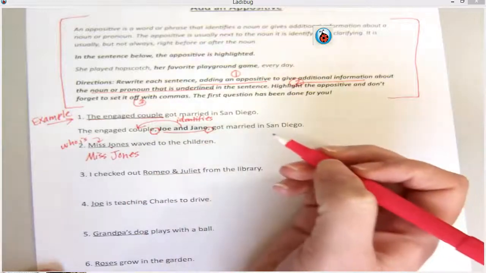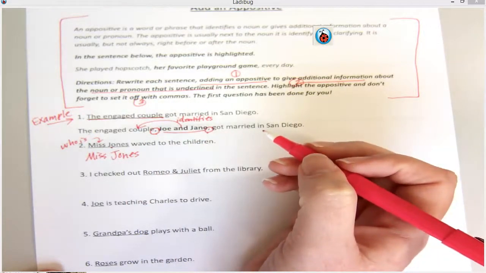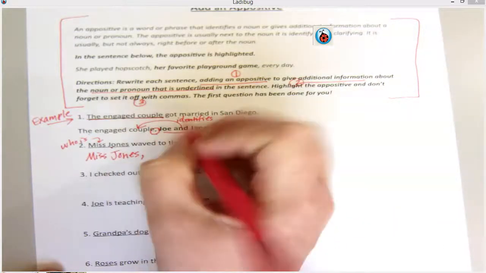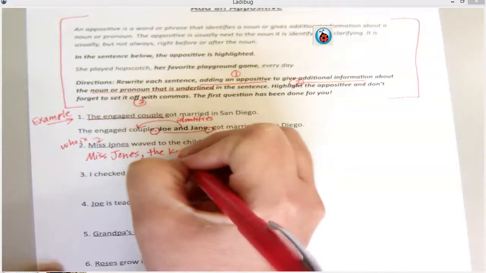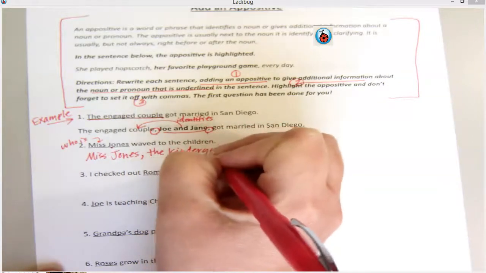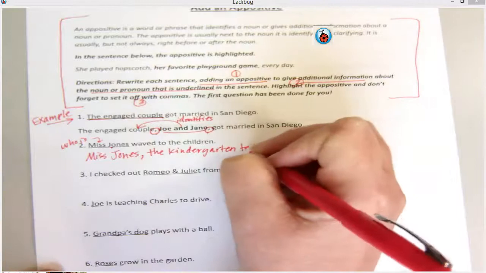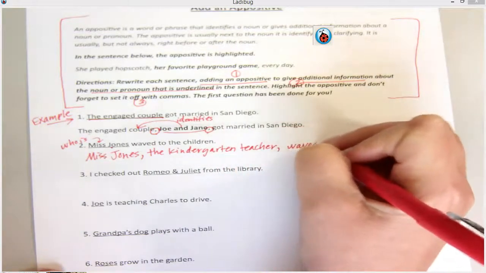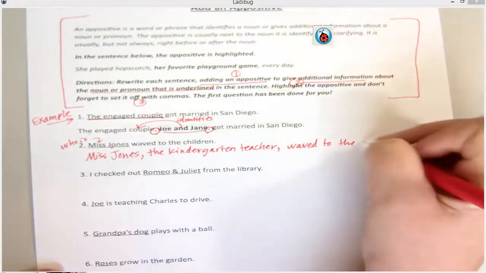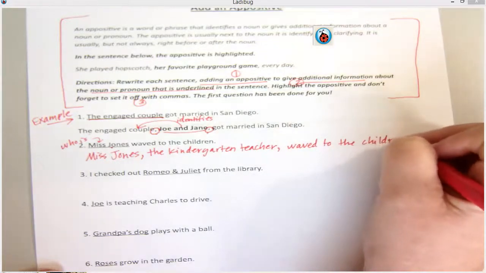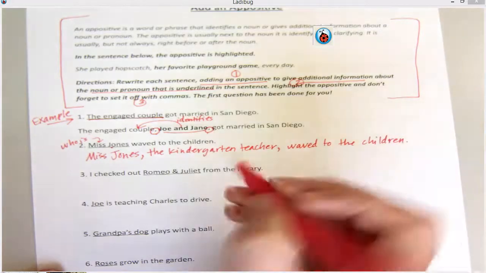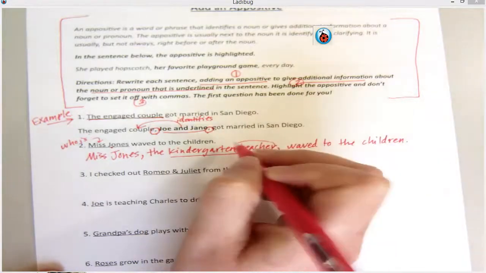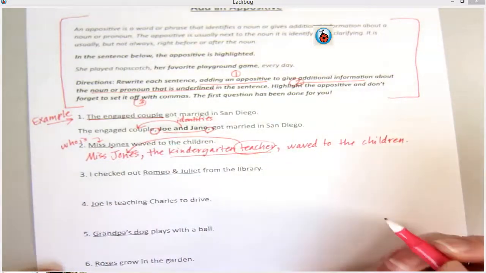But who is she? Is she your neighbor? Is she your sister? Is she your teacher? I'm going to say she's the kindergarten teacher. So the kindergarten teacher waved to the children. So I'm keeping my original sentence. I'm just adding extra information. I'm adding an extra noun. Teacher is my extra noun that renames who Miss Jones is.